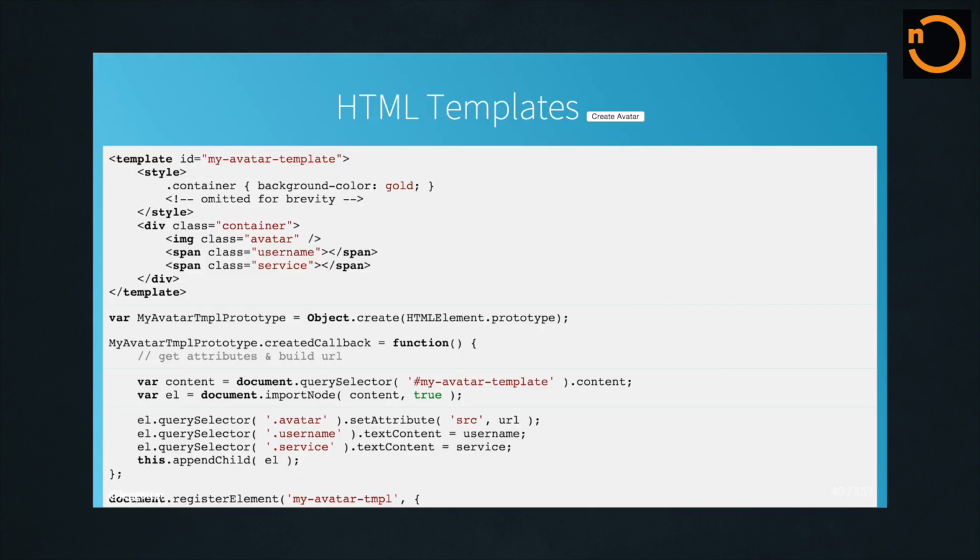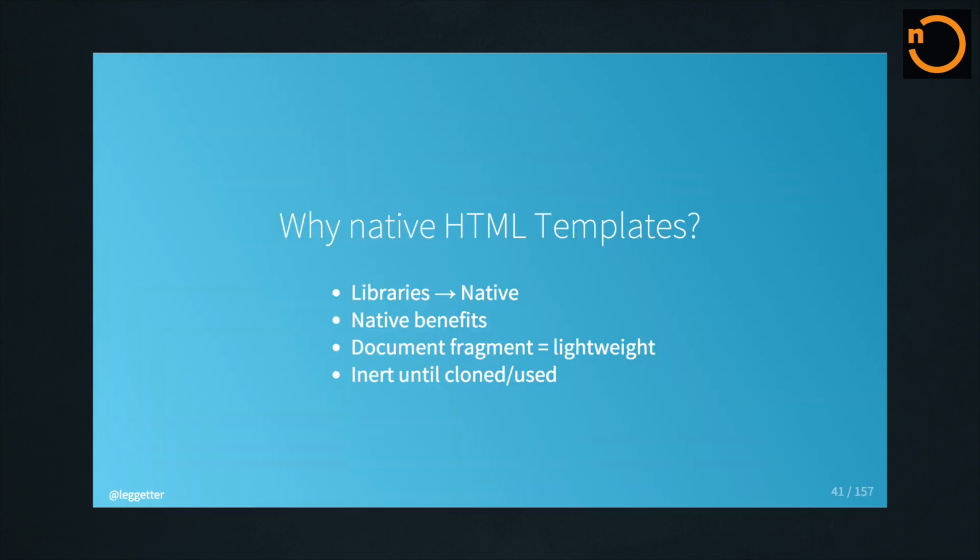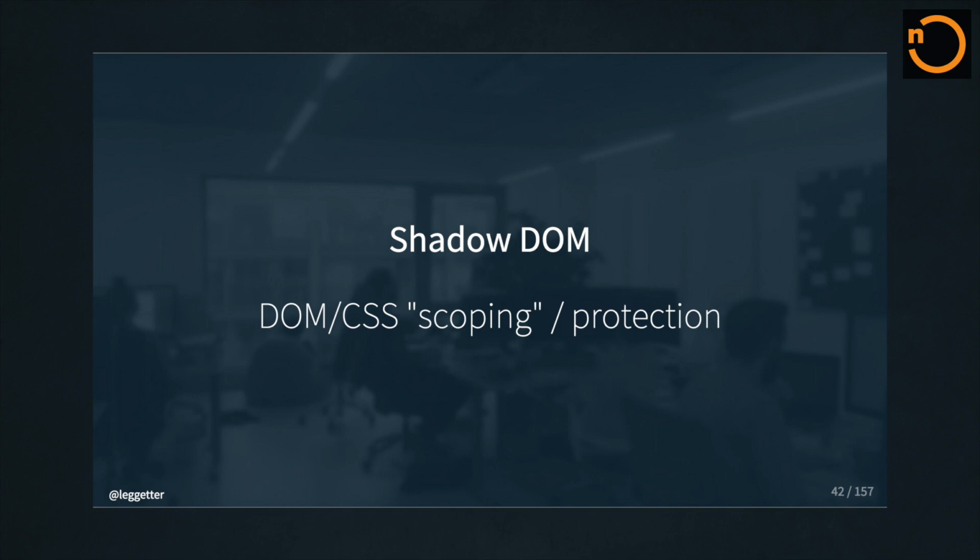We register it in the same way. So we're doing these in libraries anyway. It makes sense to move it to native. Again, as with custom elements, because it's templates, because it's natively supported, we get all those benefits. It's a lightweight document fragment. When we clone it, we're not getting all the stuff that comes with the document, just the document fragment. And as I said, it's inert until it's actually cloned or used.